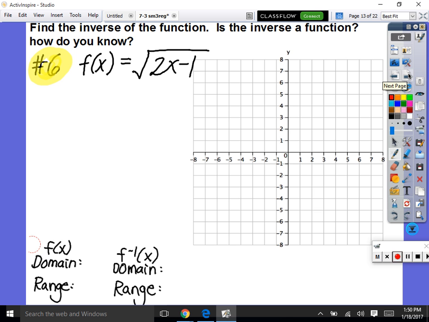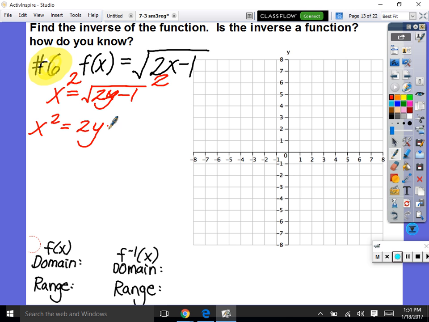Here we go. First step, switch x and y. x is equal to the square root of 2y minus 1. What am I writing? y, right? Switch x and y. First step to get y alone. Good, square both sides, right? So we have x squared is equal to 2y minus 1, because the root cancels out with the power. Next step to get y alone. Good, x squared plus 1 equals 2y. Next step.